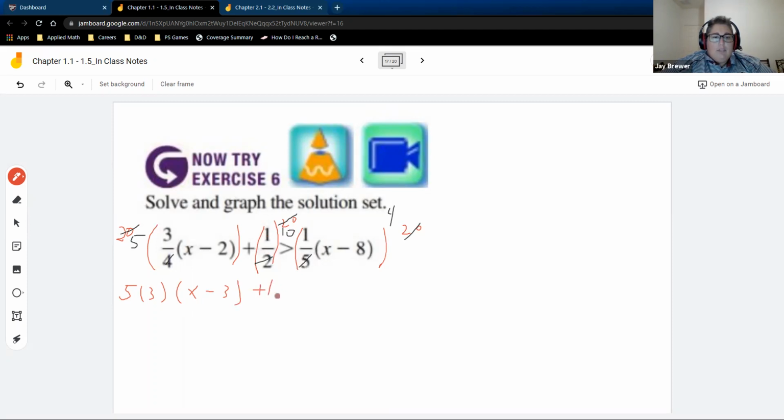1 times 10 is just 10, greater than 4 times x minus 8. And then now we can get rid of some parentheses and stuff. So 5 times 3, I'm going to do this part off to the side so I can bring it down. So this little section, 5 times 3, will give us a 15.